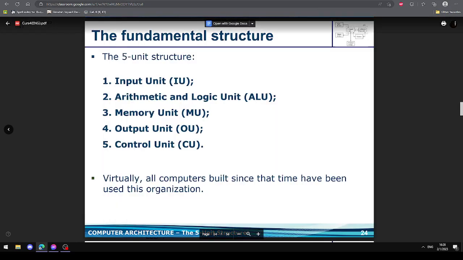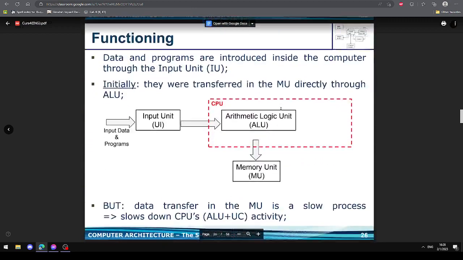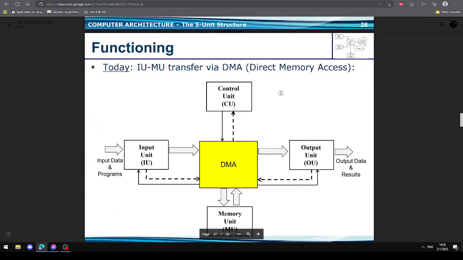The fundamental structures. 5-unit structure: input unit, arithmetic and logical unit, memory unit, output unit, and control unit. Input unit and memory unit transfer via direct memory access.